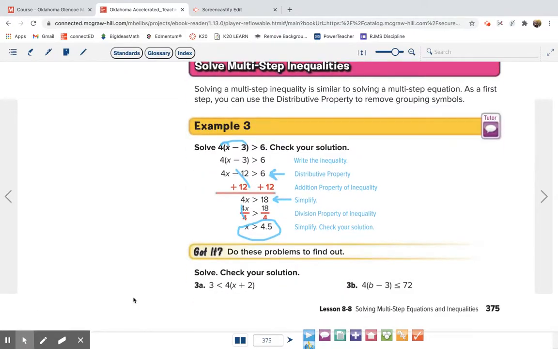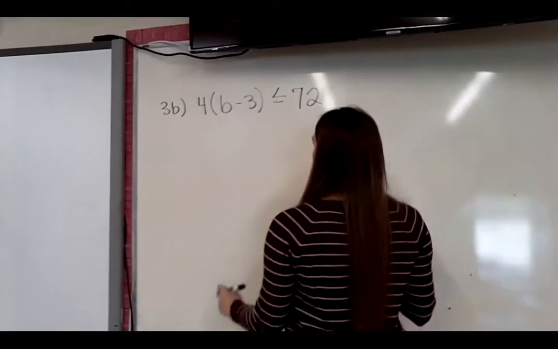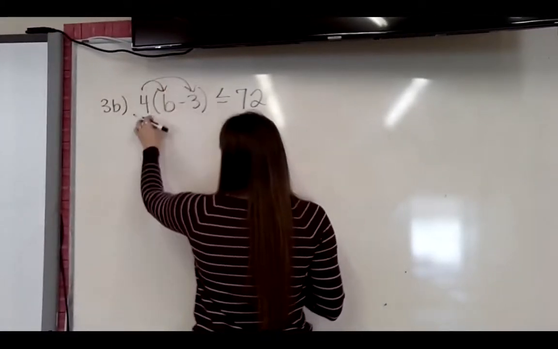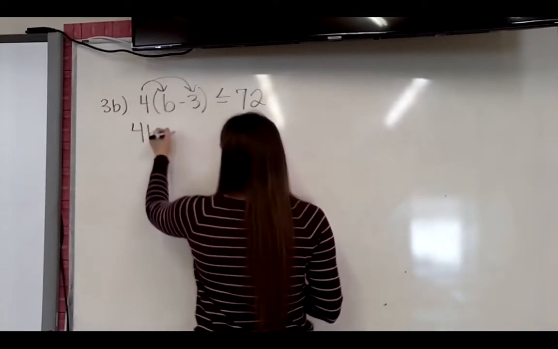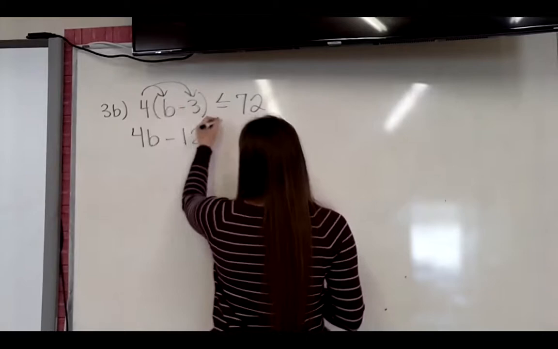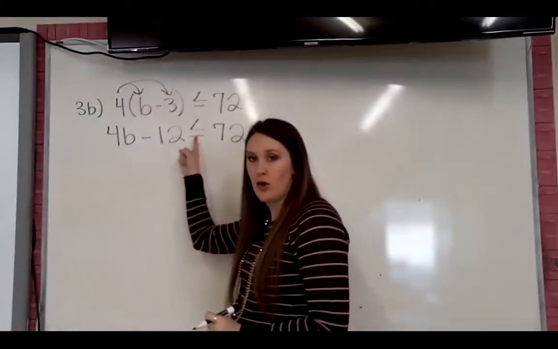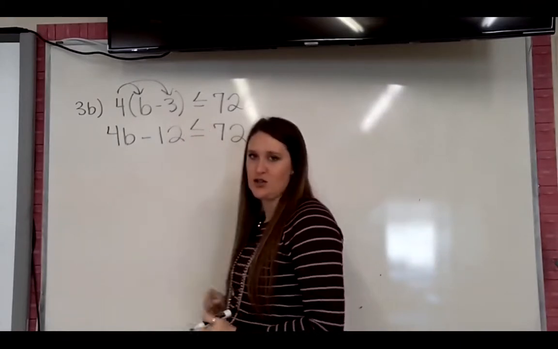Okay, I want y'all to do just 3B on this one. Don't worry about 3A. We'll just do one of these, 3B. On 3B, we now have our inequality sign. Before I can solve for B, I have to get rid of these parentheses, so I do that by distributing that 4. 4 times B is 4B, minus 4 times 3 is 12. I still have less than or equal to 72. You read these like a word from left to right. It starts out small and then gets big, so that is less than or equal to.